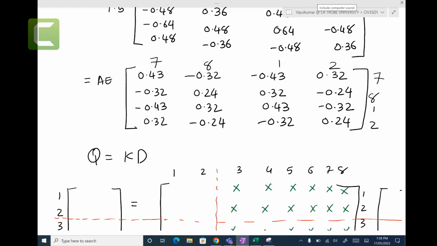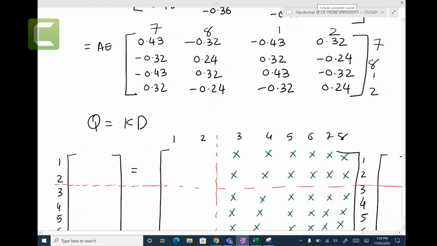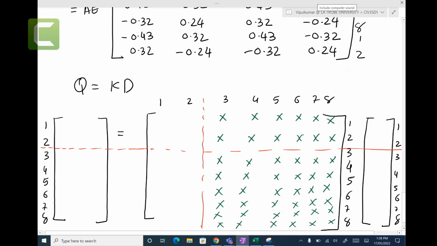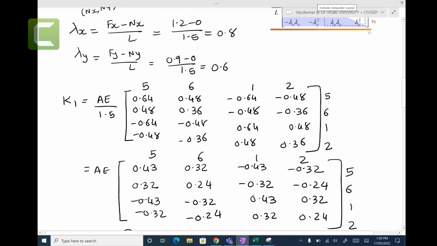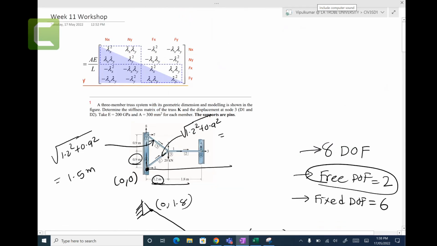All right, so now we just need those columns and rows 1 and 2, and that's it. That simplified a lot of work. Okay, so over here, Q1, Q2, you can look at the figure here. Look at 1. Q1 is 0. There is no force, but Q2 is minus 20. Look at the figures. So this is Q1, and this is Q2.